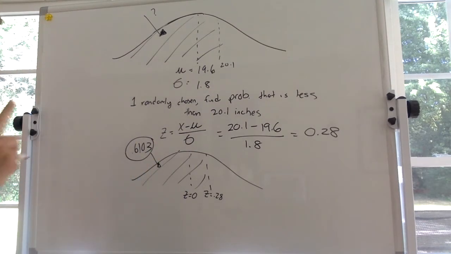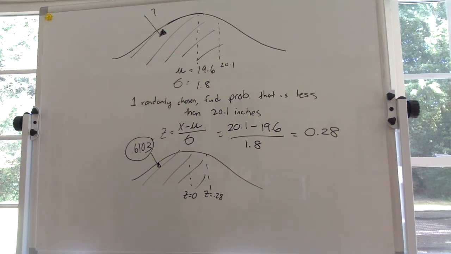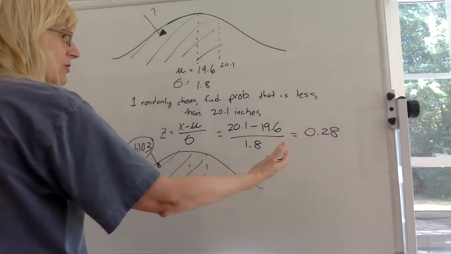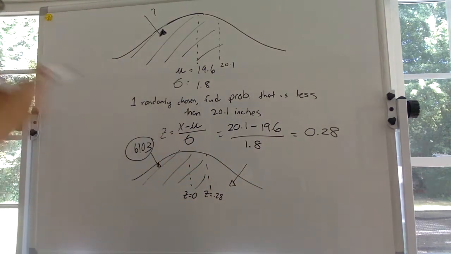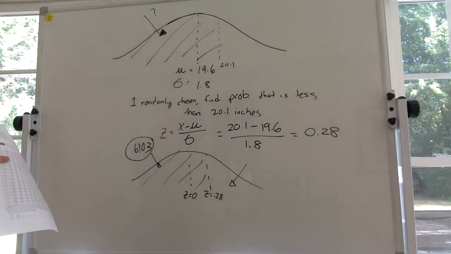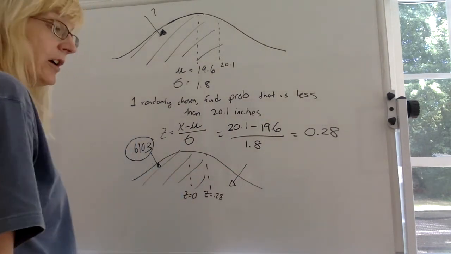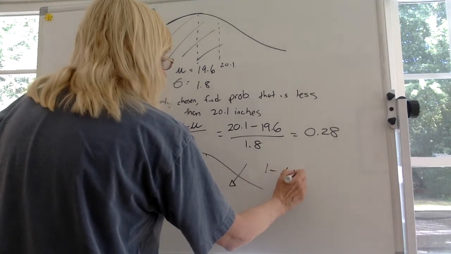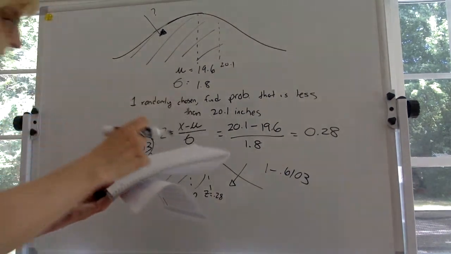If by chance they had asked for greater than 20.1 inches, you would have done the same thing. You would have converted to z and gotten 0.28. But in this case, we want the white area to the right. Remember, the way the table works is it gives you the area to the left. But the whole area under the whole curve is 1. So to find this area, you would do 1 minus 0.6103, which is 0.3897.